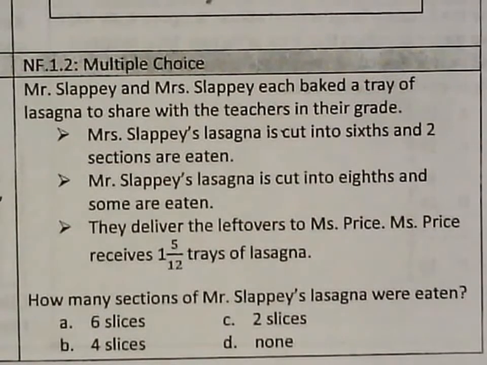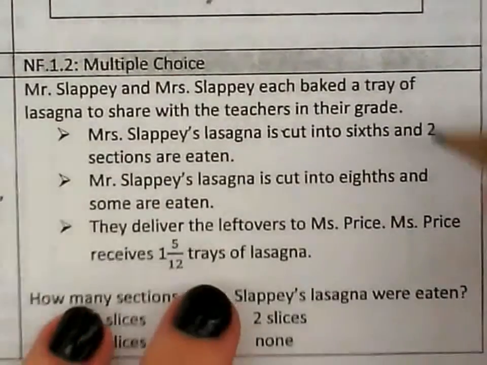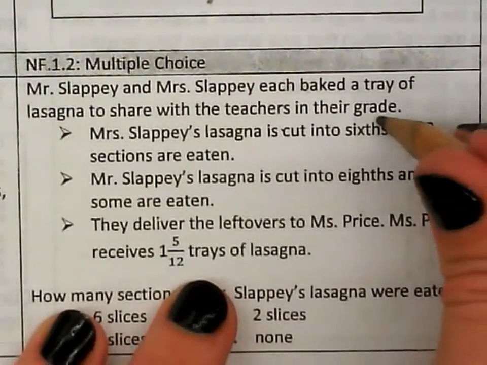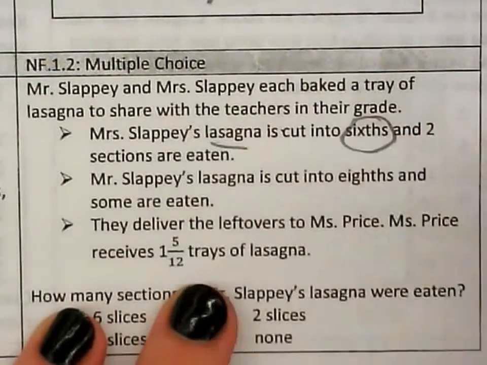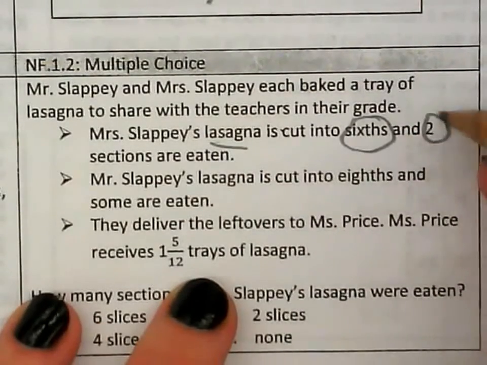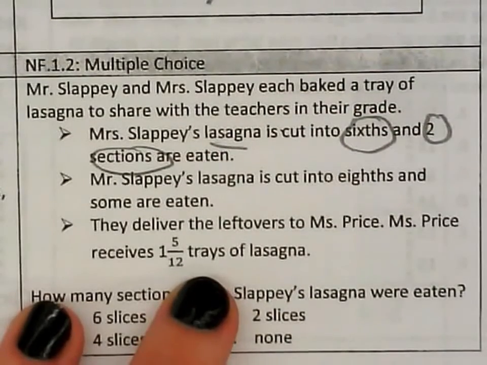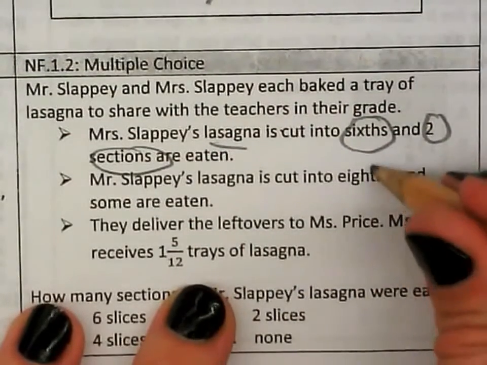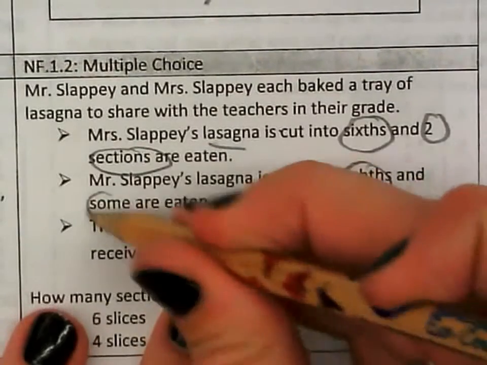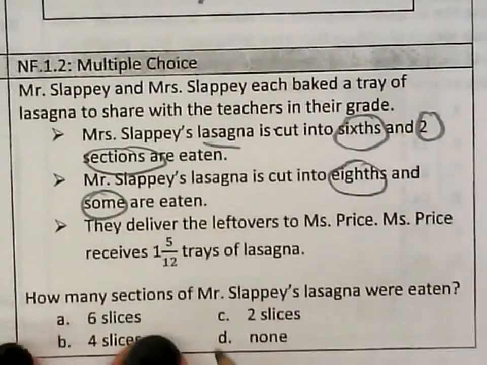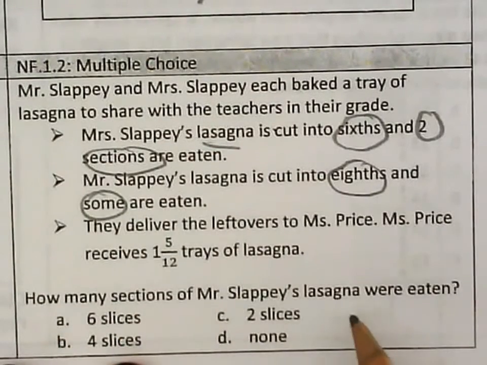Okay, so this has a lot of information, and so I really need to chunk it and look at one piece at a time. So the first piece of information, again going through cubes, is I see that Miss Slappy cuts hers into 6. She cuts her lasagna into 6, and 2 sections of that are eaten. Now Mr. Slappy's lasagna is cut into 8s, and he eats some. It doesn't tell me how much, so that's actually what I'm going to be solving for. How many sections did he eat?